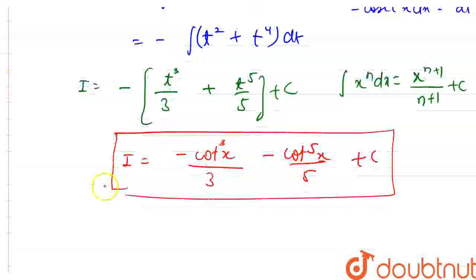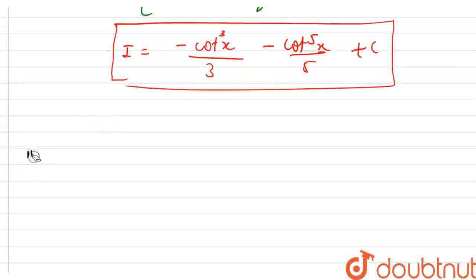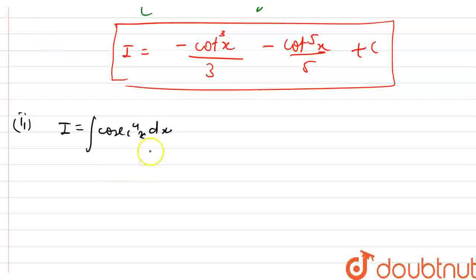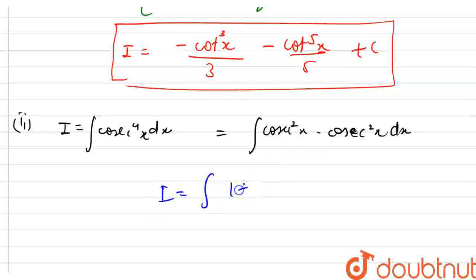Now moving towards the second part. So my second part is nothing but the integration of cosec raised to the power 4 x with respect to x. Okay, now again I'm writing this cosec raised to the power 4 x as integration of cosec square x times cosec square x with respect to x. Now you already know what I'm going to do. I'm going to write one cosec square x as 1 plus cot square x, times cosec square x dx.